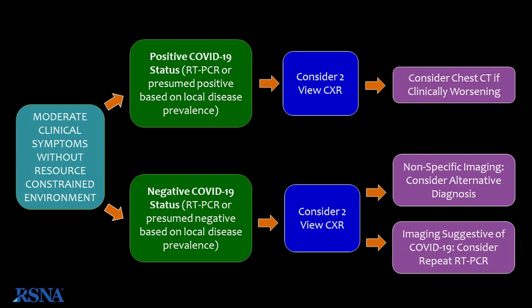In the COVID negative group, patients who have chest x-rays that are nonspecific, an alternative diagnosis should be considered. However, in the COVID negative group, if a patient has imaging findings which are typical or concerning for COVID-19, a repeat PCR test should be considered to potentially diagnose COVID-19.